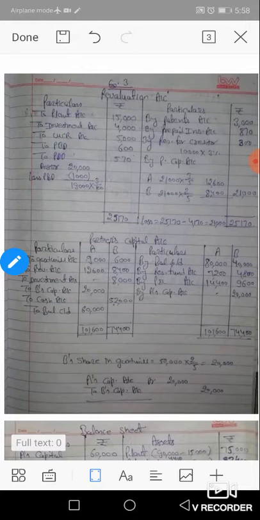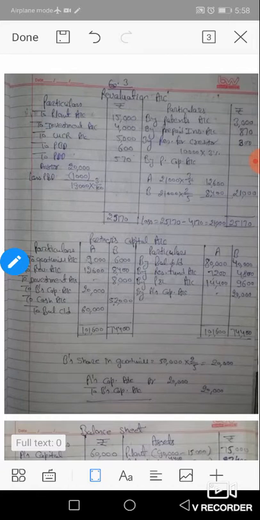A and B are partners sharing profit in the ratio of 1 upon 2 for A and 1 upon 3 for B. But if we want to calculate the ratio, this is the share of A and B. Share of A is 1 upon 2 and share of B is 1 upon 3.